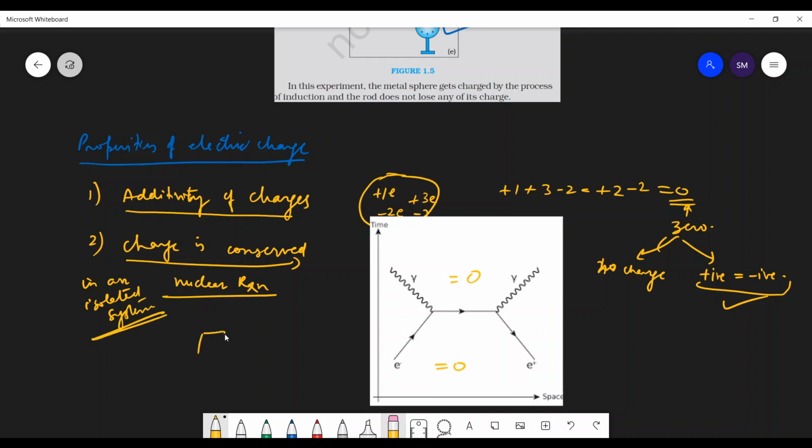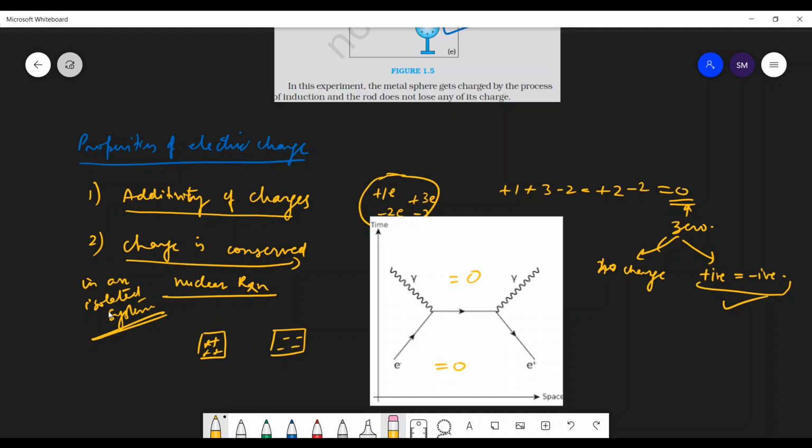Suppose a body has acquired positive charge because electrons are removed from it. If a body has negative charge, it means it has more electrons. So it is due to addition and removal of the electrons.